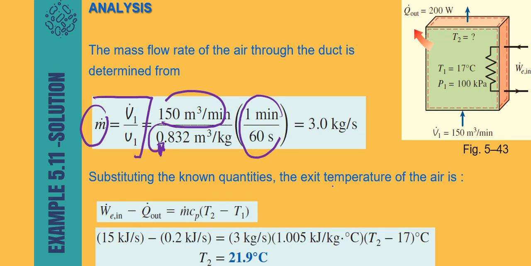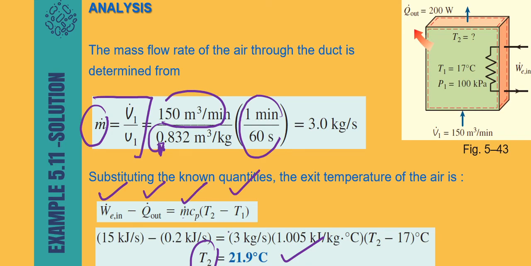Next, substituting the known quantities. So you substitute all the known quantities. You already know your M, Q given in the equation, W given in the equation, T1 given in the equation. Finally, you can find the value of T2. So that's why it's important to write the energy balance equation, so that you know what the unknowns and the known parameters are, so that you can easily solve the problem.